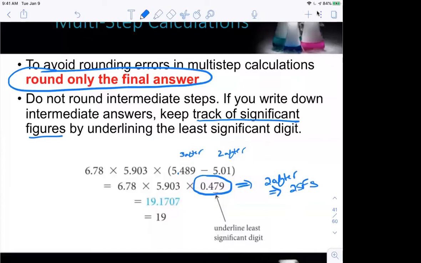So now I have 3 sig figs times 4 sig figs times 2 sig figs. So when I get the answer in my calculator, I have to round to 2 sig figs. I can keep track of this by underlining the significant figure as I carry them through in the calculation.